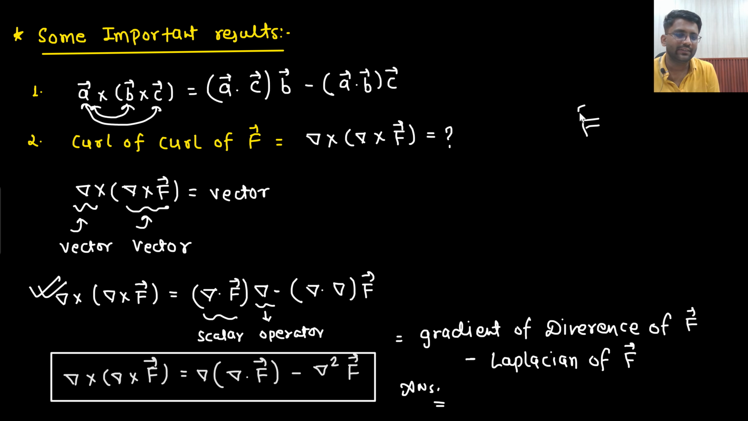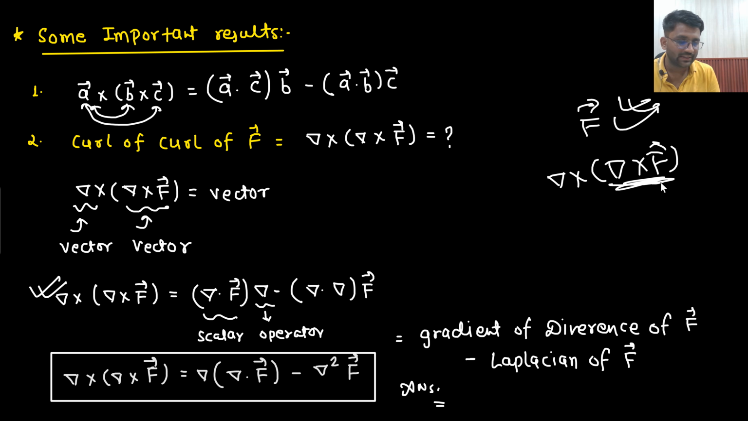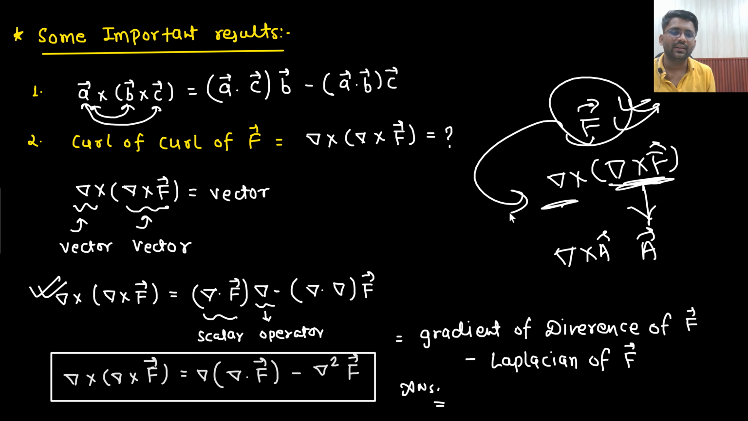Let's just say vector field F is given in the examination, and they are asking us del cross del cross F. Do you really think I will apply this formula? The field is given and they are asking del cross del cross F. I will first calculate the inner curl. Whatever vector I get, let's say after calculating this I got vector A, then I will calculate del cross A. So if the vector field is given and they are asking this, then I don't need to apply the formula.